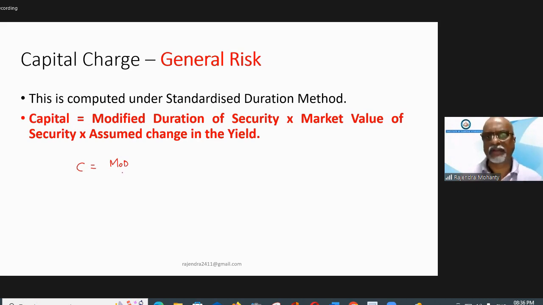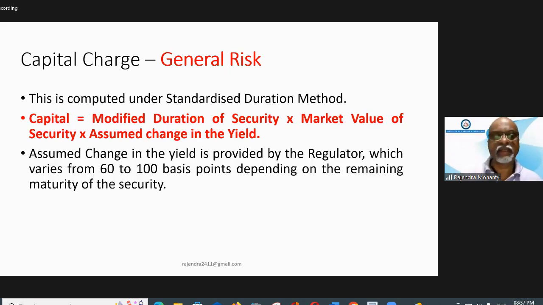So what is the modified duration of the security, into market value of the security, into assumed change in the yield. This is the assumed change, not the actual change. This assumed change is given by the regulator. So basically, we have to find out the modified duration and the market value. Then we multiply by the assumed change in yield, which RBI gives from time to time, and then we can calculate the capital for the general market risk.